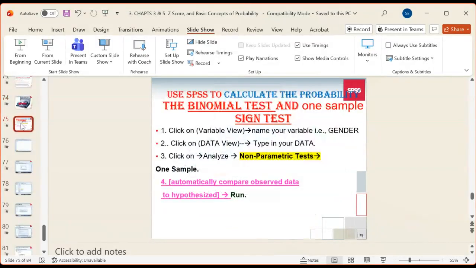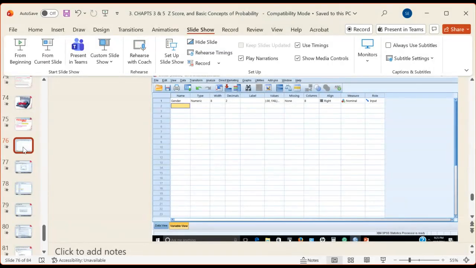In terms of SPSS, this is how you do it, step by step. You open your SPSS, variable view, and you type in, let's say, gender. This is like probability. You have a sample of males and females, say 30 males and 50 females. What's the probability of selecting a female or male?